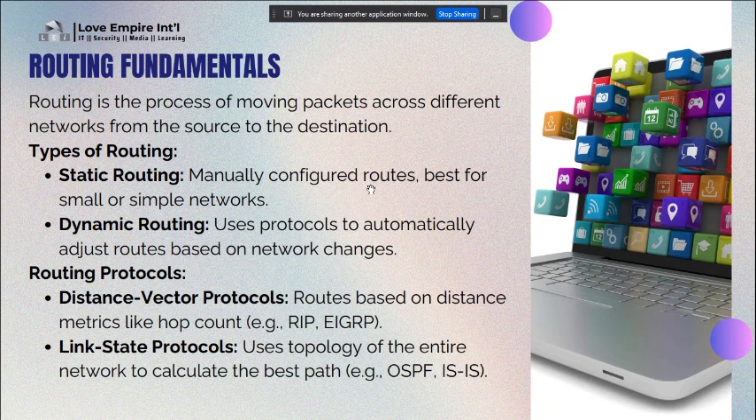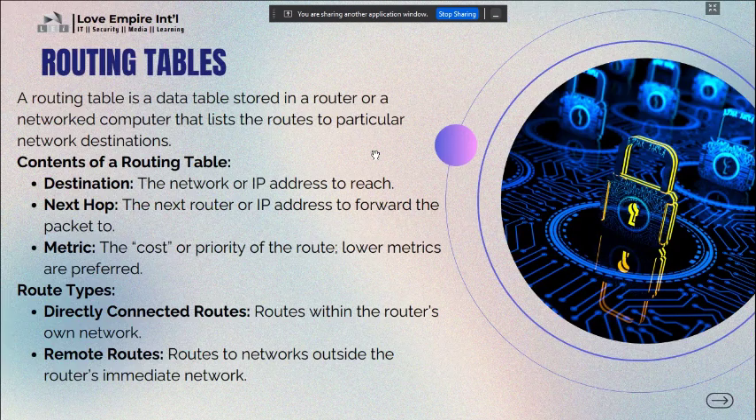So we have link state protocols. Link state uses the topology of the entire network to calculate the best path. Some of the protocols that are used here are OSPF, then we have ISIS. You can find out the meaning of all of these terms.